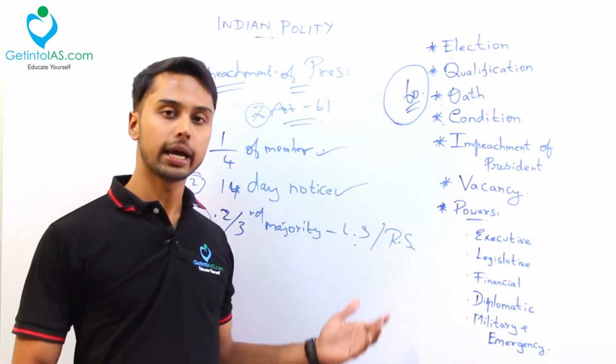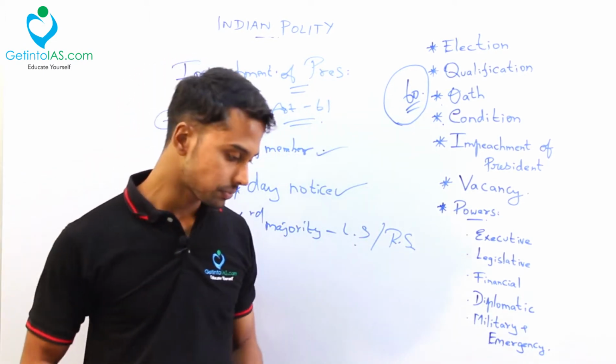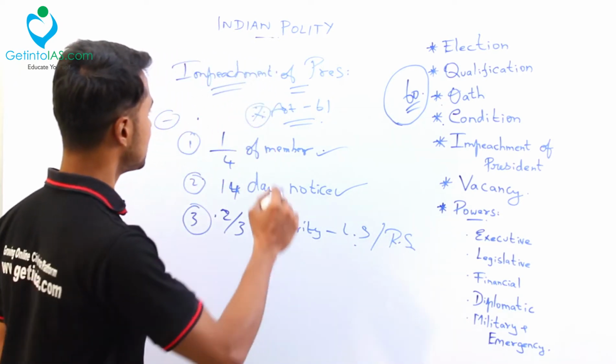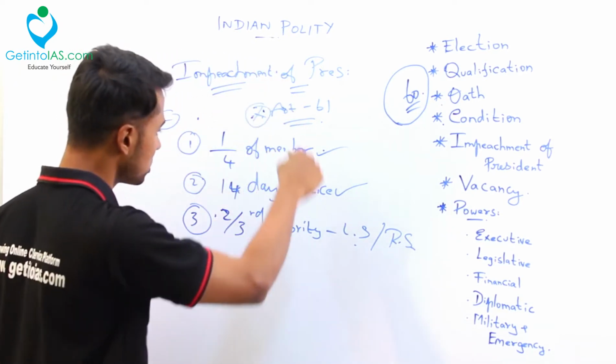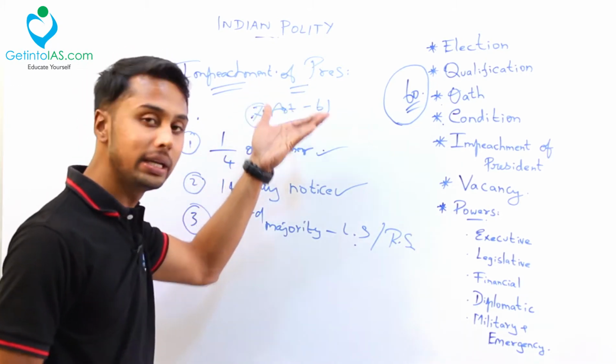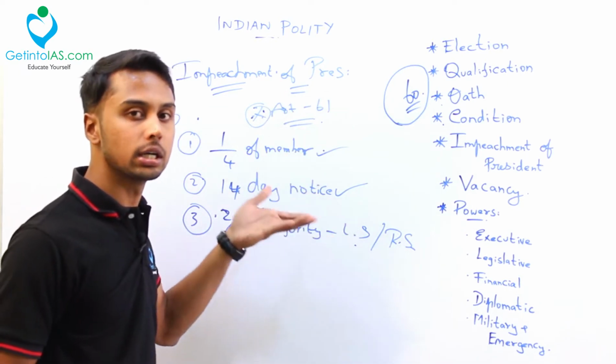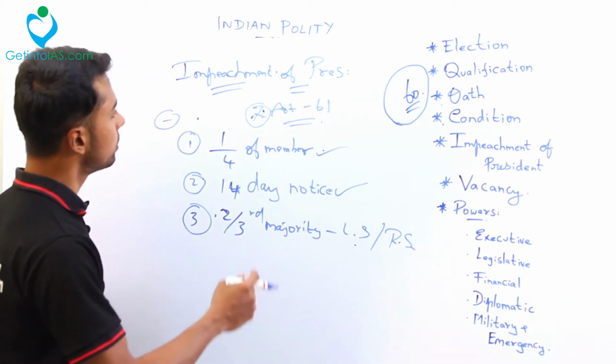So these many steps are there. So the impeachment of the president is a very tedious process. That is the impeachment of the president. This is the process involved, and a fact is that till date no president has been impeached. Impeachment means removed. No president has been impeached so far. That's with respect to the impeachment of the president.